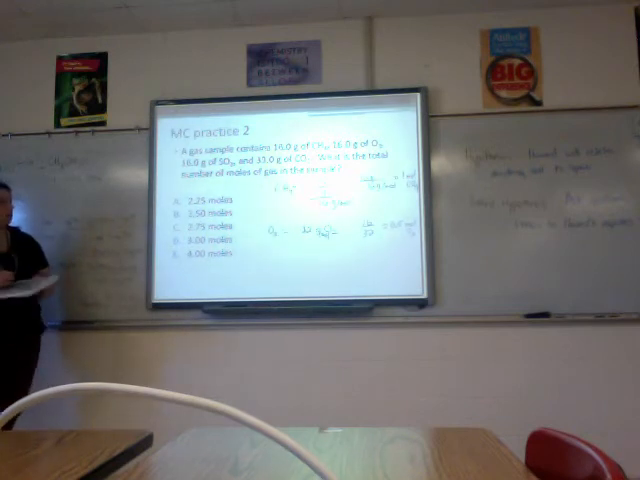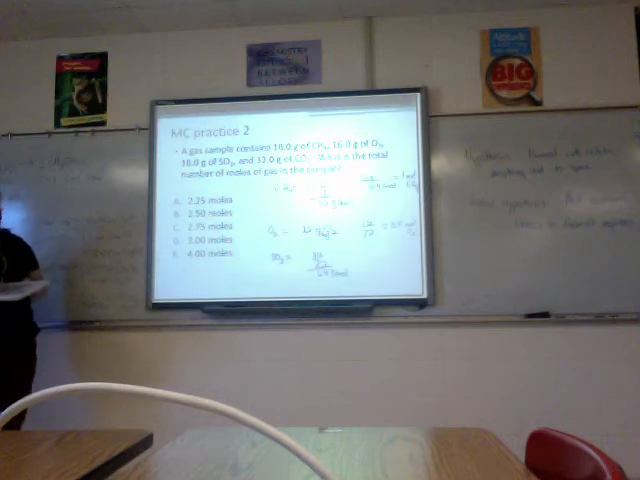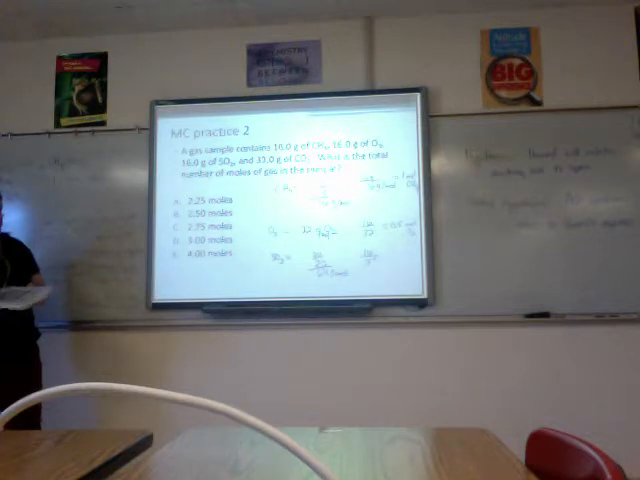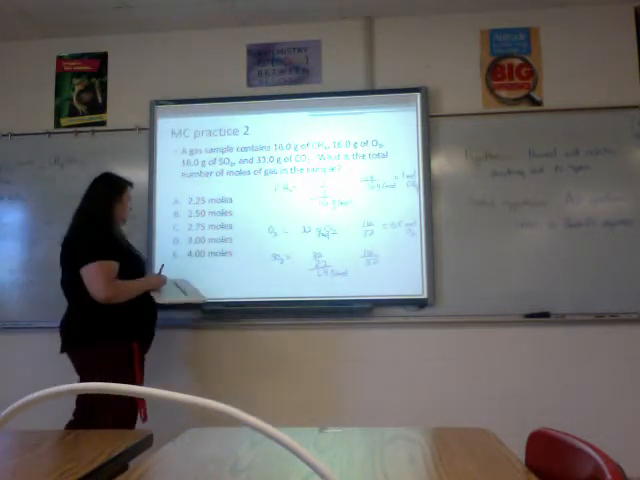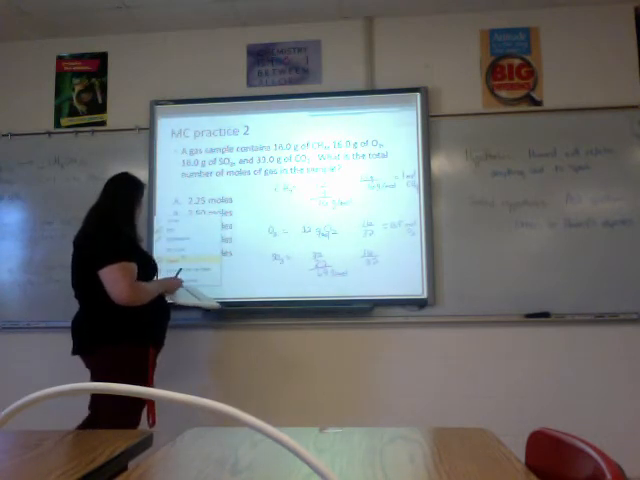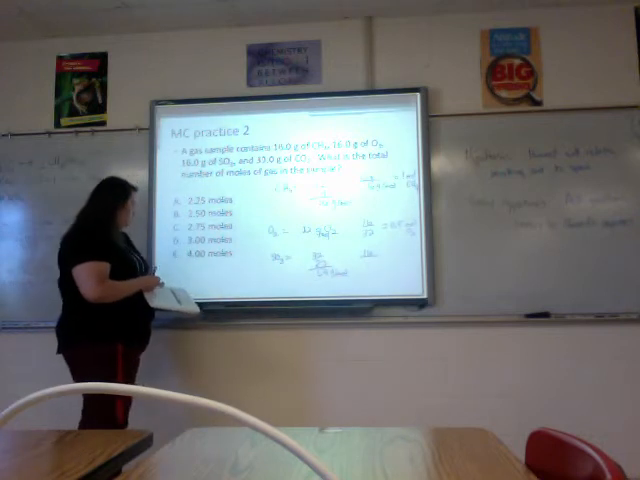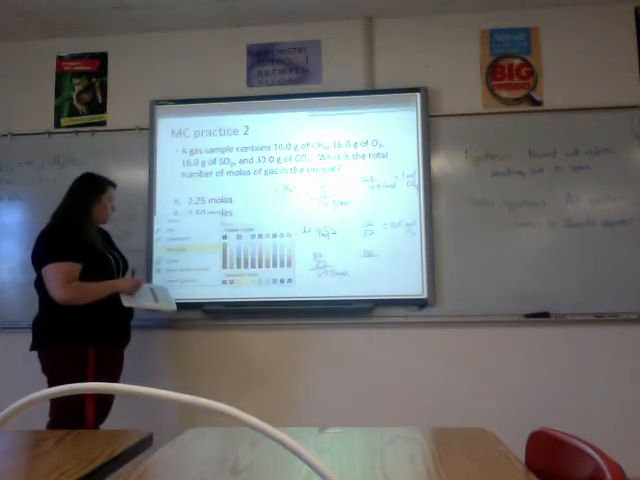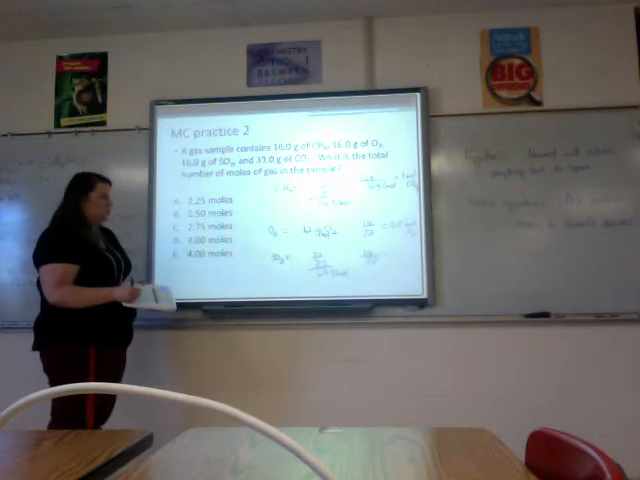And then SO2. What is our average atomic mass for sulfur? 32.06, so we're going to call that 32. Make this 64. And we have 16 grams there? Well, we said that 16 is half of 32. And that shouldn't be 32 there, that should say 64. So 32 is half of 64. So 1/4, or 0.25 moles.